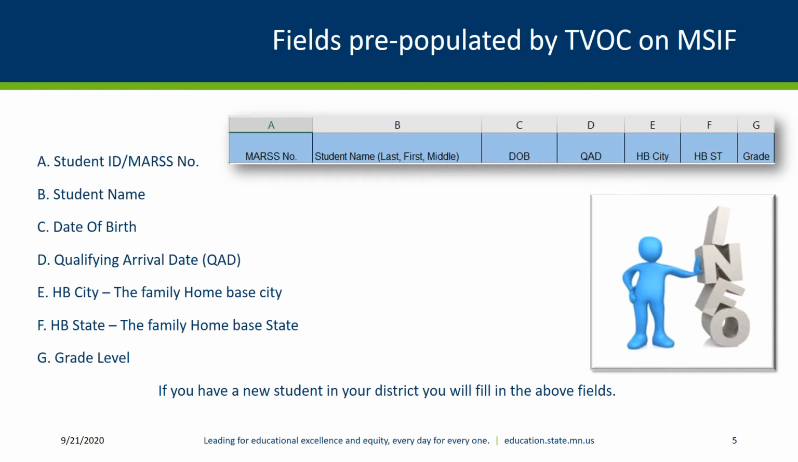There are fields that are pre-populated by TVOC on the MSIF. This is columns A through G. If you notice that any of the information provided by TVOC is incorrect or inaccurate, please update and change the font to red.